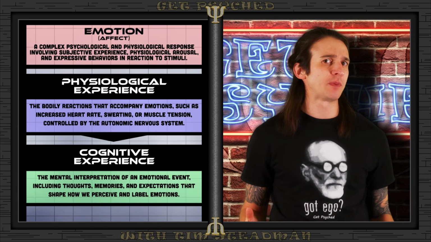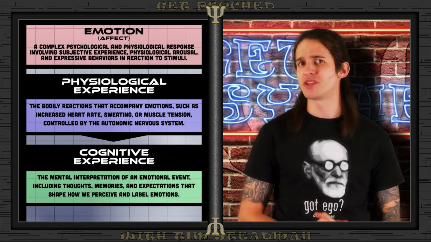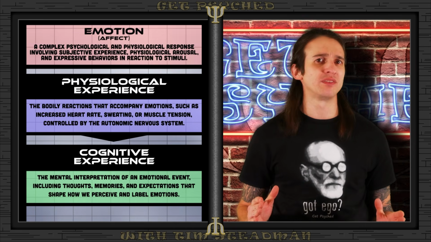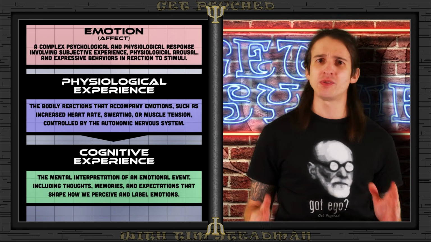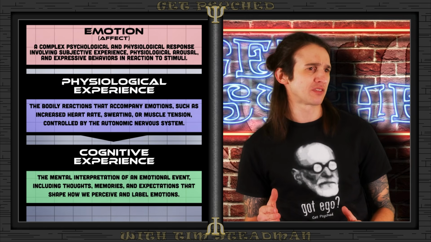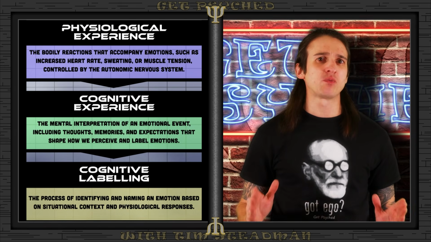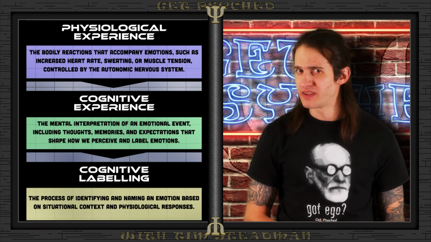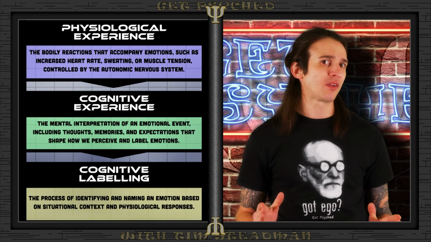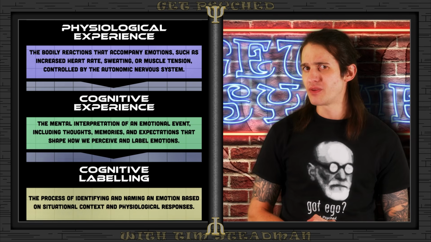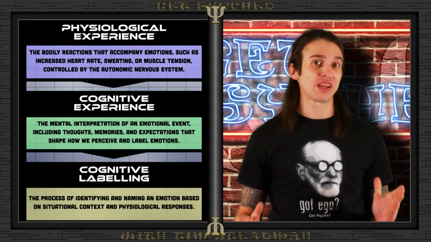Then there's the cognitive experience, which is how you interpret the situation. Imagine you're walking in the woods and you hear rustling behind you. You start to think, is that a squirrel or something way scarier? And finally, there's cognitive labeling, which is when your brain names the emotion you're feeling. If you decide it's a squirrel, you might label your emotion as relief. But if you think it's a bear, you're labeling it as fear.